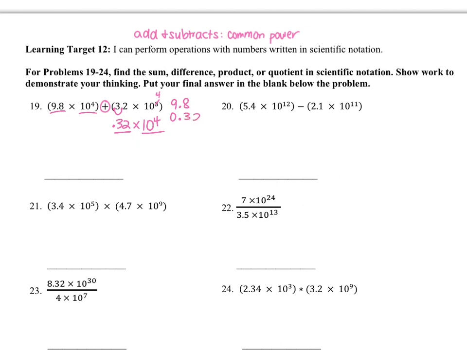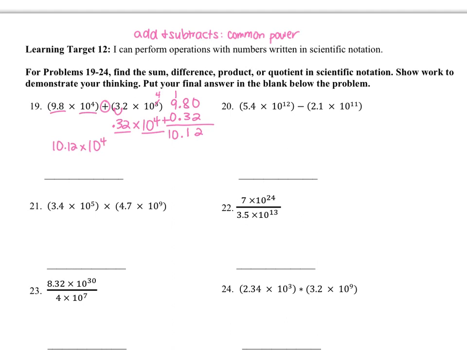9.8 plus 0.32, I'm going to fill in with a 0 here. We're going to add, so 0 plus 2 is 2. 8 plus 3 is 11, carry the 1, and then 9 plus 1 plus 0 is 10, so 10.12. So our answer is 10.12 times 10 to the 4th.